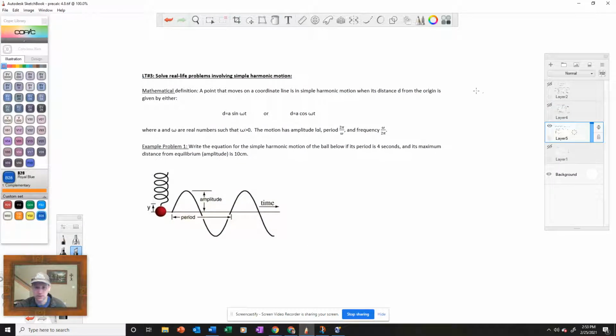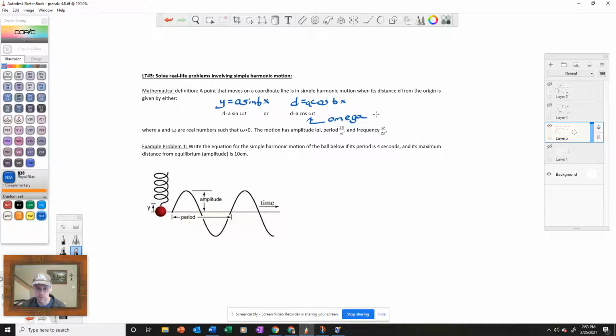Okay, so the mathematical definition of harmonic motion is this. A point that moves on a coordinate line is in simple harmonic motion when its distance d from the origin is given by either of these two equations. We looked at the sine equation and the cosine equation. They can be the same thing depending on where it starts. But I hope that you recognize that this is simply y equals a times the sine of bx. That's all it is. We're just using a and b to transform the parent function. Or d equals a times the cosine of bx, although instead of using b, they're using omega.